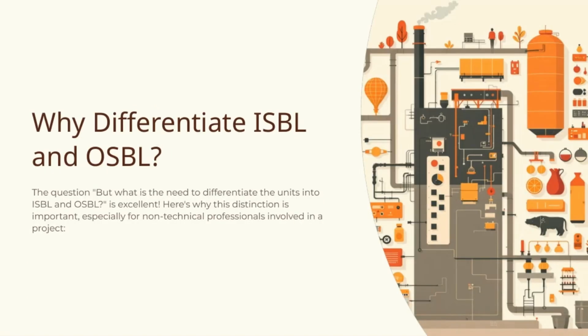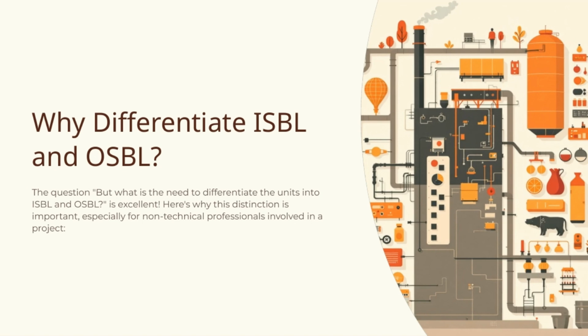Why differentiate ISBL and OSBL? That's a great question, and I want to take a moment to explain why this distinction really matters, especially for those of you who aren't from a technical background. When we talk about ISBL, or inside battery limits, we're referring to the part of the plant that includes the core processes and equipment directly involved in manufacturing the product. On the other hand, OSBL, or outside battery limits, covers everything else: the supporting facilities like utilities, infrastructure, and other services that enable the main operations.